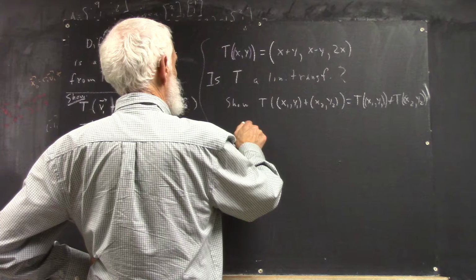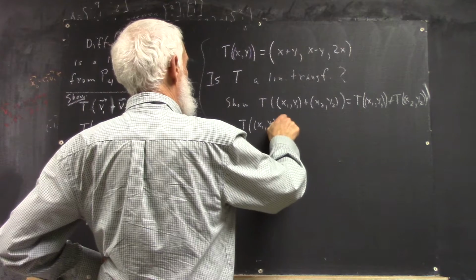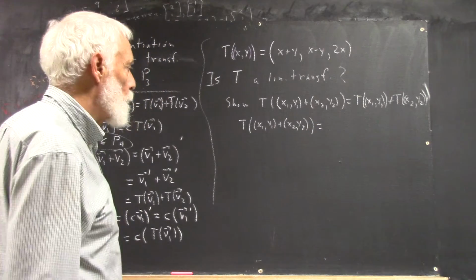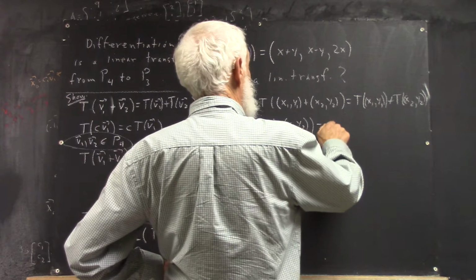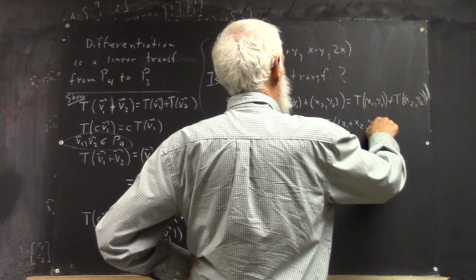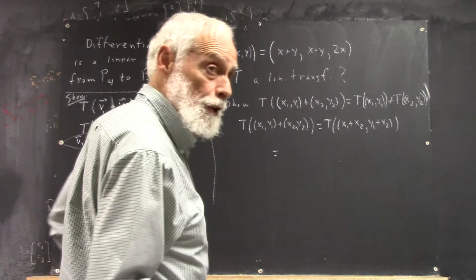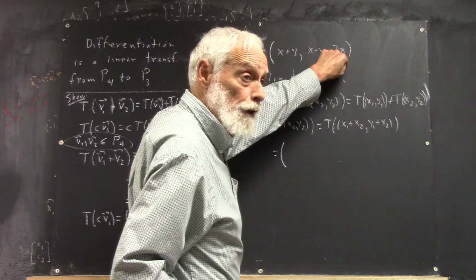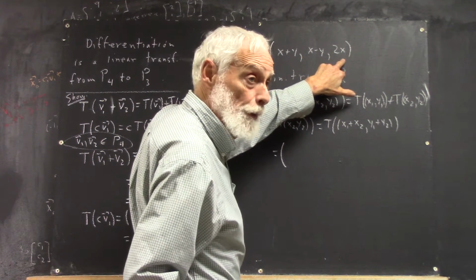Well, T of (x1, y1) plus (x2, y2). Well, (x1, y1) can be added to (x2, y2). And clearly you get (x1 plus x2, y1 plus y2). Okay? And what's that equal? Well, that equals what you get over here, right? T of (x, y) equals (x plus y, x minus y, 2x), or the triple?